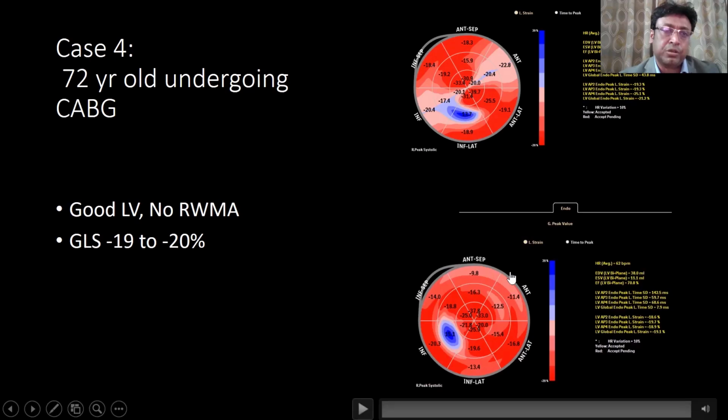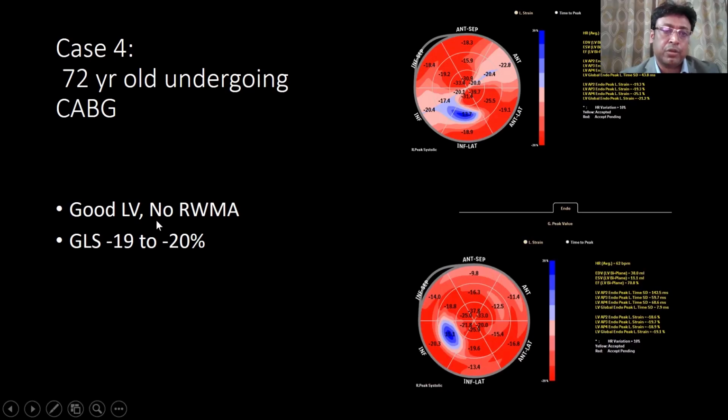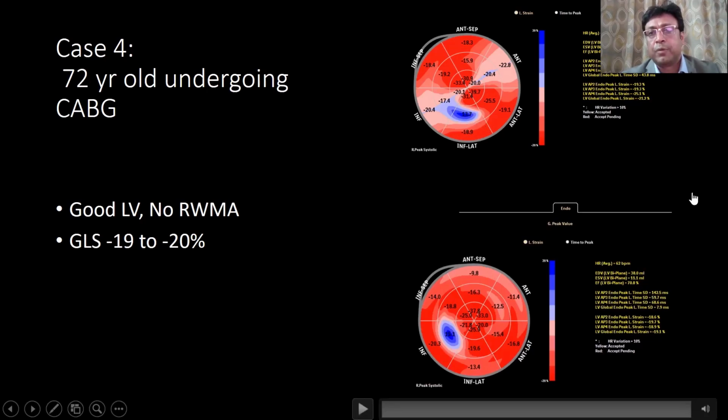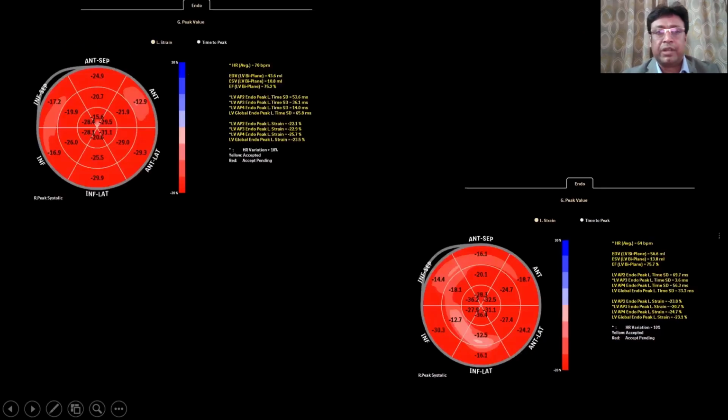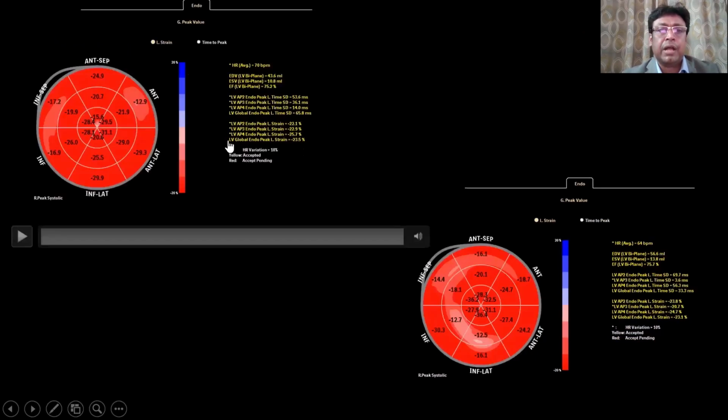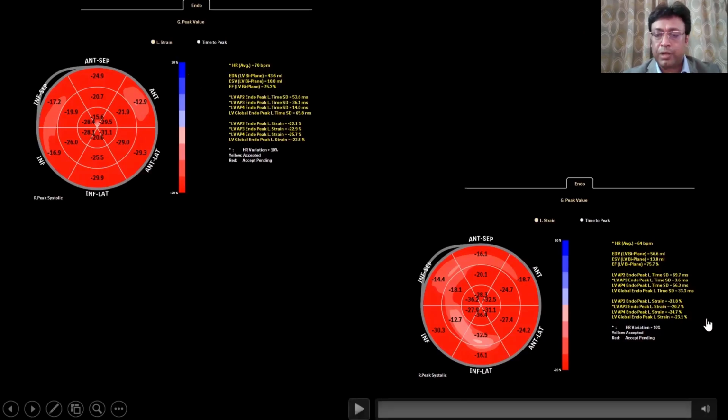Another case with a 72-year-old gentleman with good LV, no RWMA. The initial global longitudinal strain, GLS, was minus 20, which is normal, except for the fact there was a small area in the mid-inferior wall which was hypokinetic. And post-grafting, there's a significant improvement, and the global peak longitudinal strain increased to minus 23 in 2 different locations.